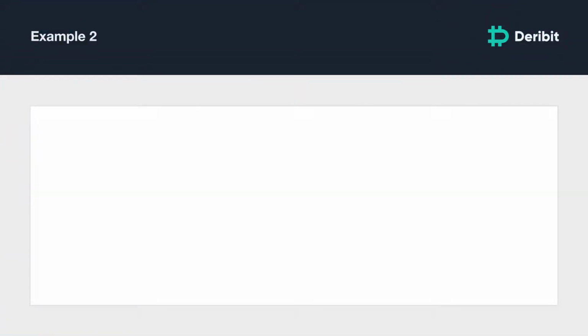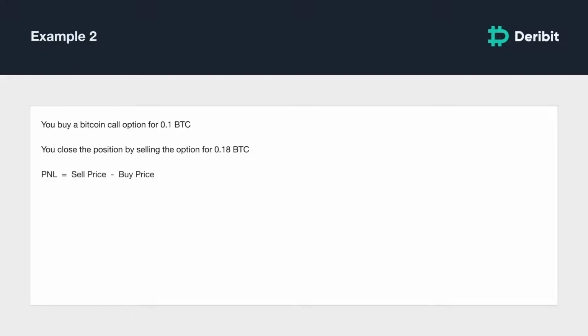But what if you buy a call option instead of shorting it? Let's say you buy a Bitcoin call option and pay a premium of 0.1 BTC. A few days later, the option has gained some value and has a current best bid of 0.18 BTC. You decide to close this position by executing a sell order at the available price of 0.18 BTC. The calculation is the same as before. Your sell price was 0.18 BTC and your buy price was 0.1 BTC, so 0.18 minus 0.1 equals out to 0.08 BTC. Your position therefore made a profit of 0.08 BTC.